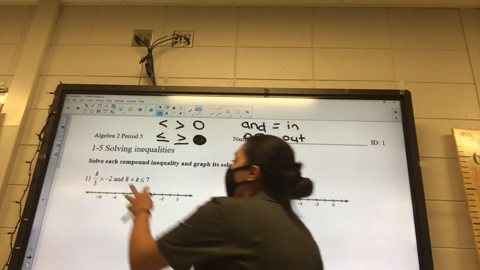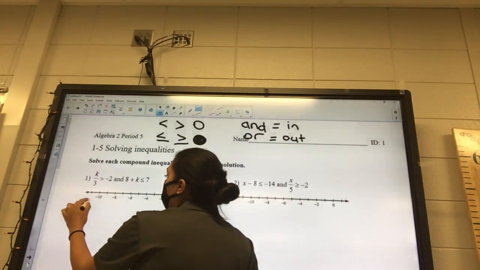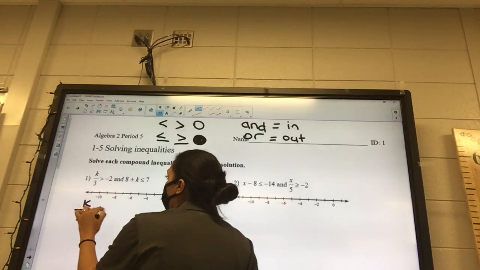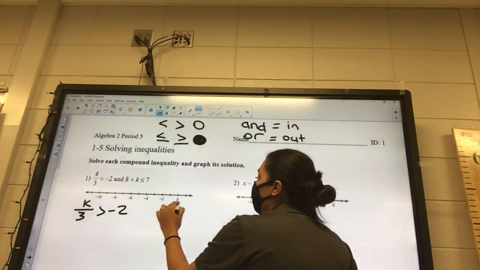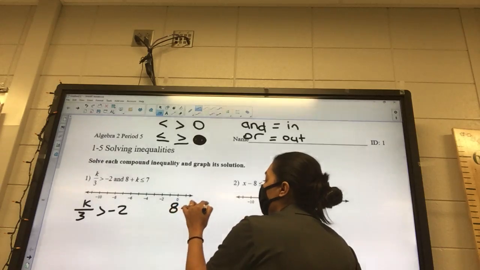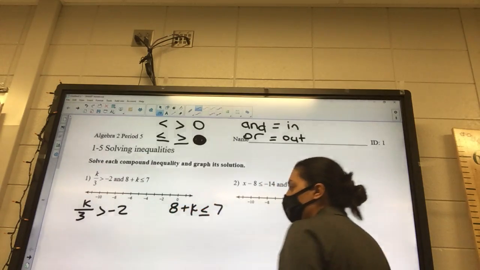So we are given two separate things, and it's an and. So we got k over 3 is greater than negative 2, and, and it separates them. So we're given two different equations.